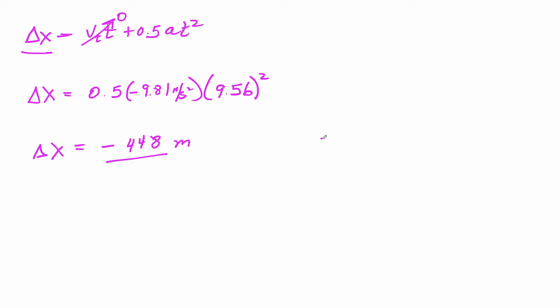If we look at our building here, if this is 0, it's going down 448 meters. Our height going up is going to be 448 meters, so that's the height of the building. So we're just changing our perspective a little bit, and that's fine.